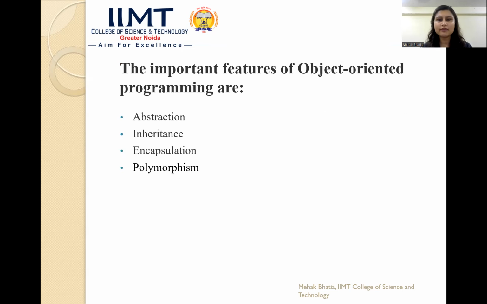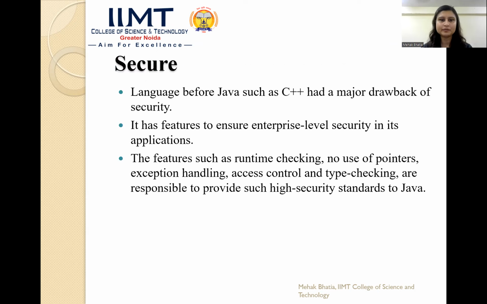So what are the important features of object-oriented programming? Abstraction, inheritance, encapsulation, and polymorphism. All these terms are related with object-oriented programming, and Java covers all these features. Because Java is a purely object-oriented programming language, it covers all the features of object-oriented programming. So Java has abstraction, inheritance, encapsulation, and polymorphism.